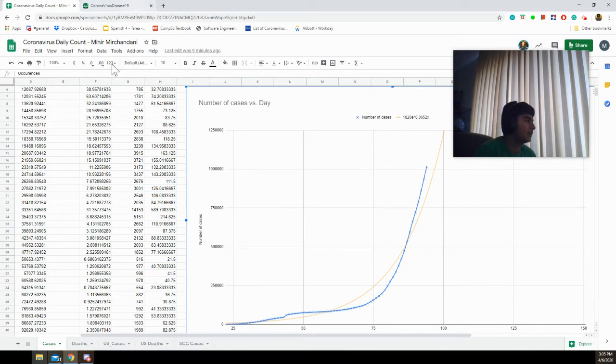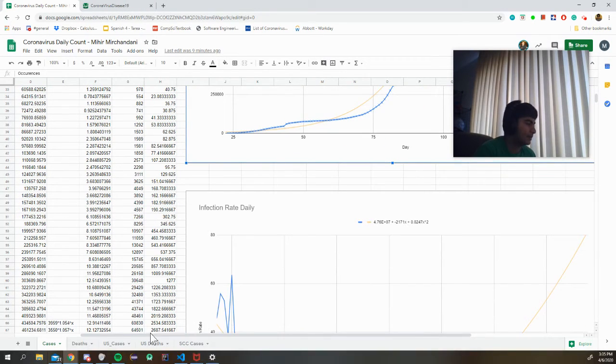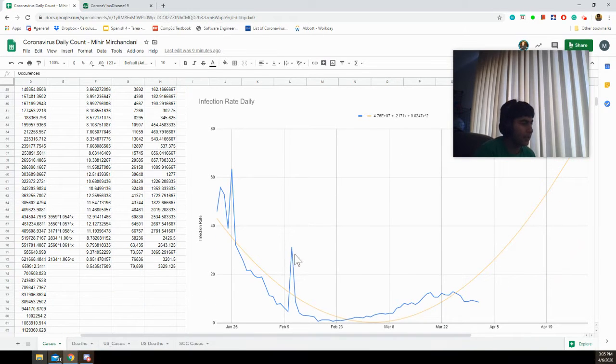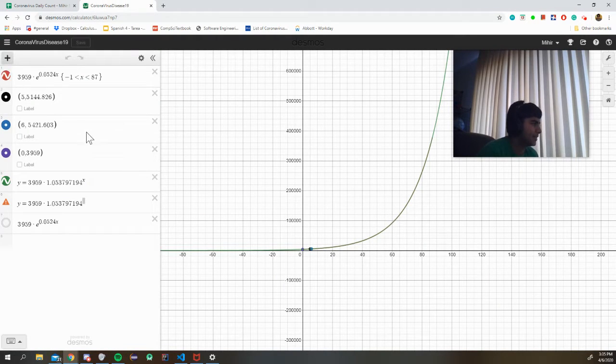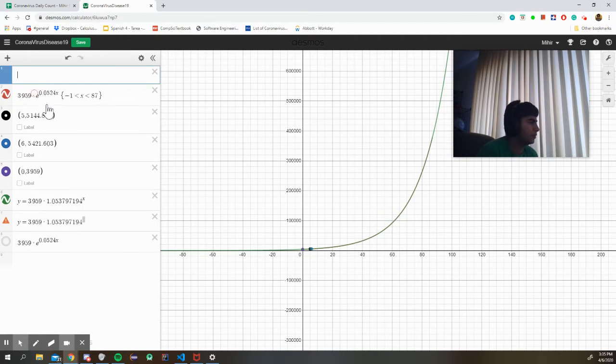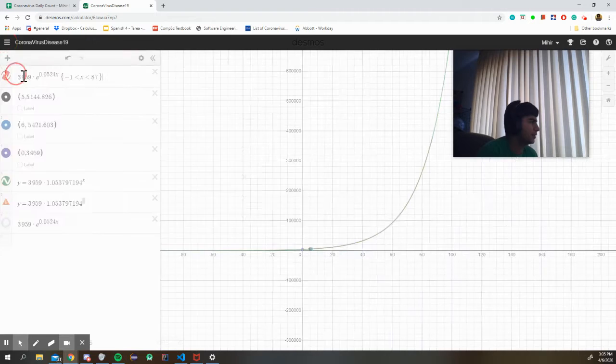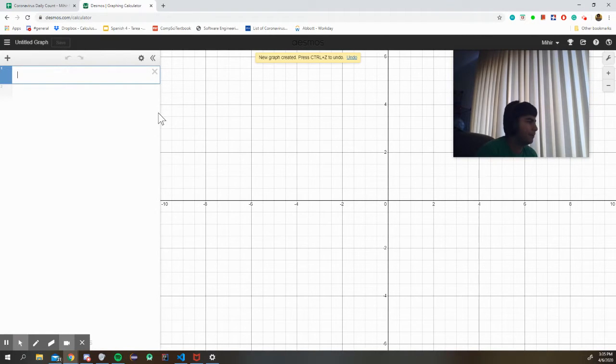If we look at just the infection rate, I made this parabolic curve right here, but I think it's wrong to put a parabolic curve. I think it should be more of an exponential decay curve. If you want to know what an exponential decay curve is, it looks something like this. Let's go to a new sheet entirely. It looks like this.